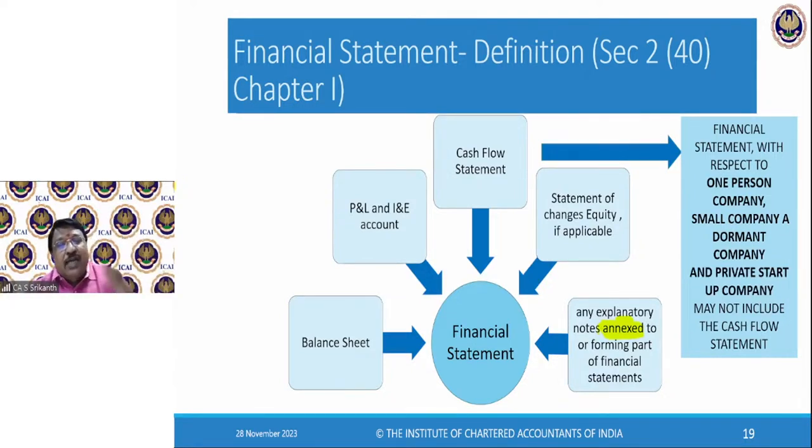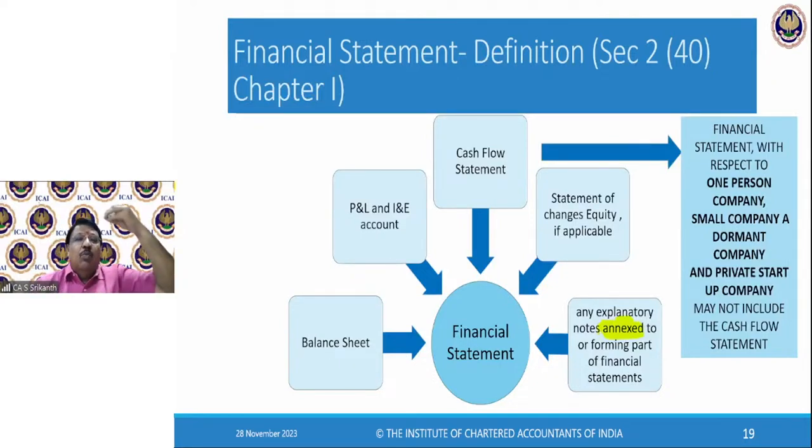The director's report is attached. Whereas the notes on accounts, etc., all these items are attached. So the balance sheet is the main document now. In the financial statement, the balance sheet is the fundamental document. The P&L supports that balance sheet. It is annexed. Cash flow statement supports. It is annexed. Then statement notes. So together that becomes the financial statement.